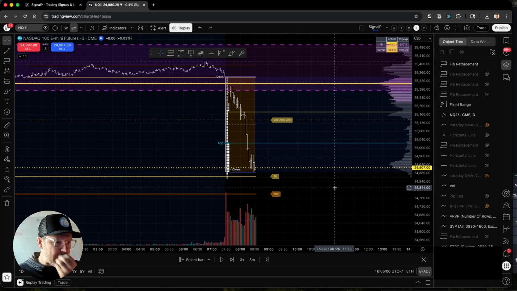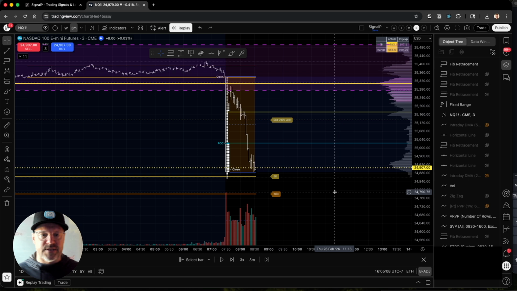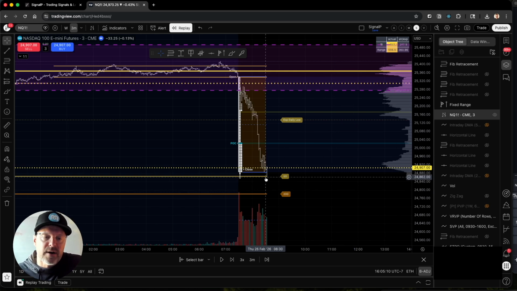And I want to pay attention to a couple of key references here. So first, you can see the 5D right here. This is the most traded price of the last 5 sessions. So this is the mode of the auction, the composite auction. This is value. It's also a composite reference.